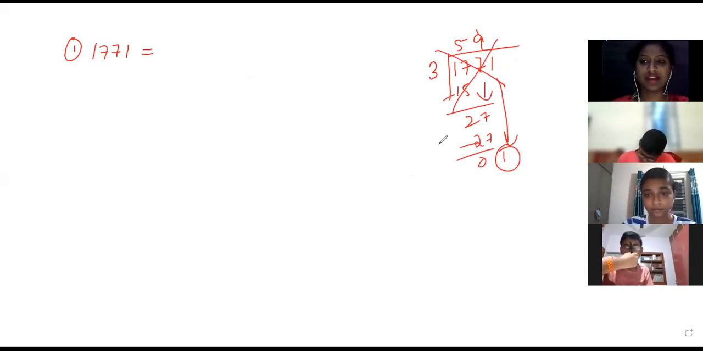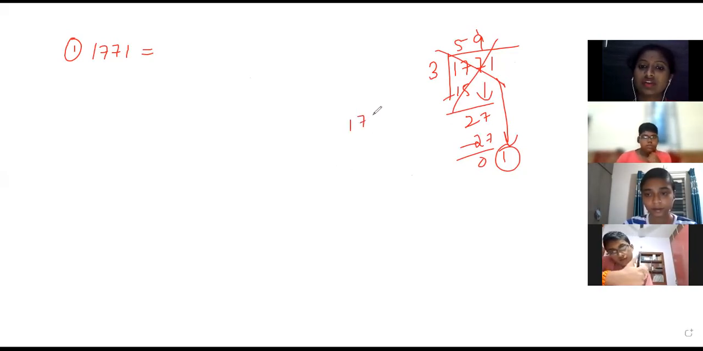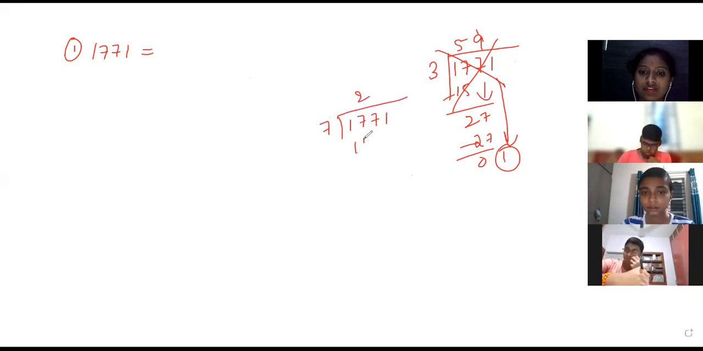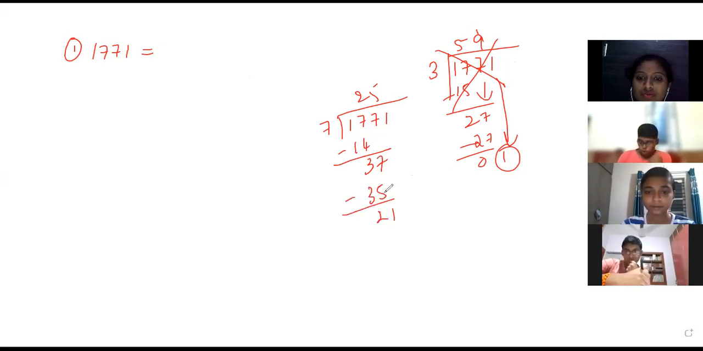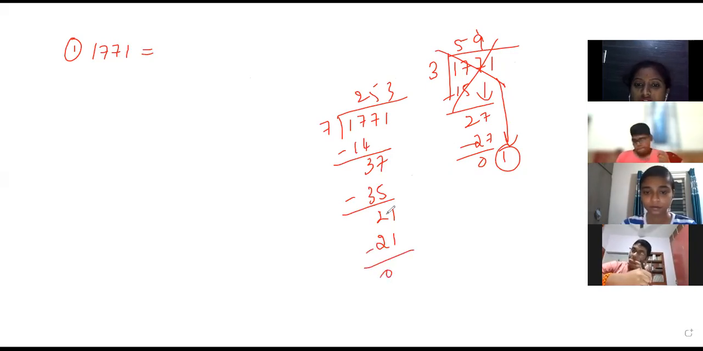It is 5. Can you divide this number by 5? No, ma'am. So go for the next prime number. What is the next prime number? 7. So we'll check with 7. 7 2s are 14, 3 carry. 7 5s are 35, plus 3 is 38... 7 3s are 21. So this goes with 7.